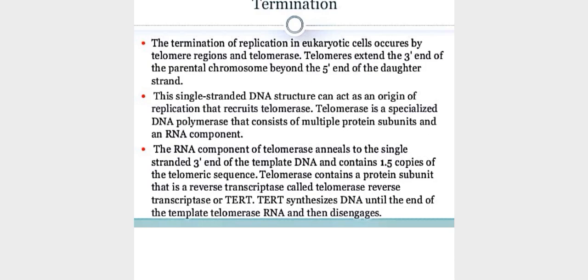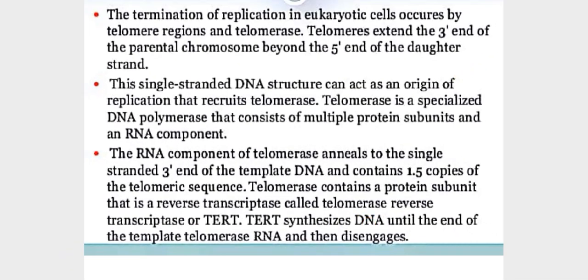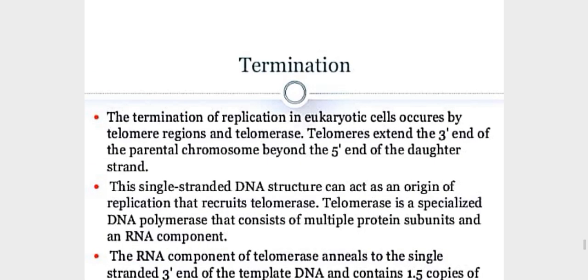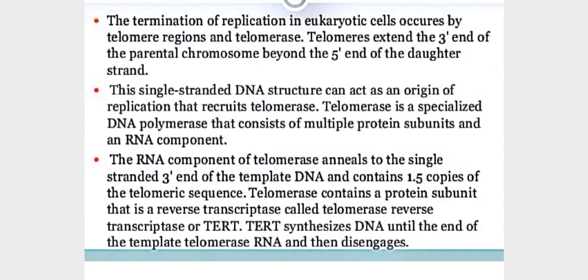Then termination. The termination of replication in eukaryotic cells occurs by telomere regions and telomerase. Telomeres extend the 3' end of the parental chromosome beyond the 5' end of the daughter strand. This single-stranded DNA structure can act as an origin of replication that recruits telomerase. Telomerase is a specialized DNA polymerase that consists of multiple protein subunits and an RNA component.